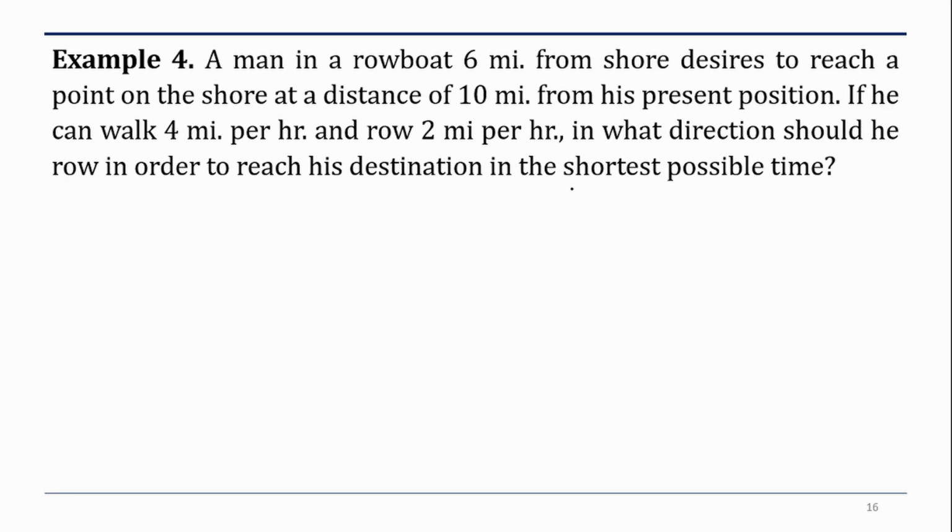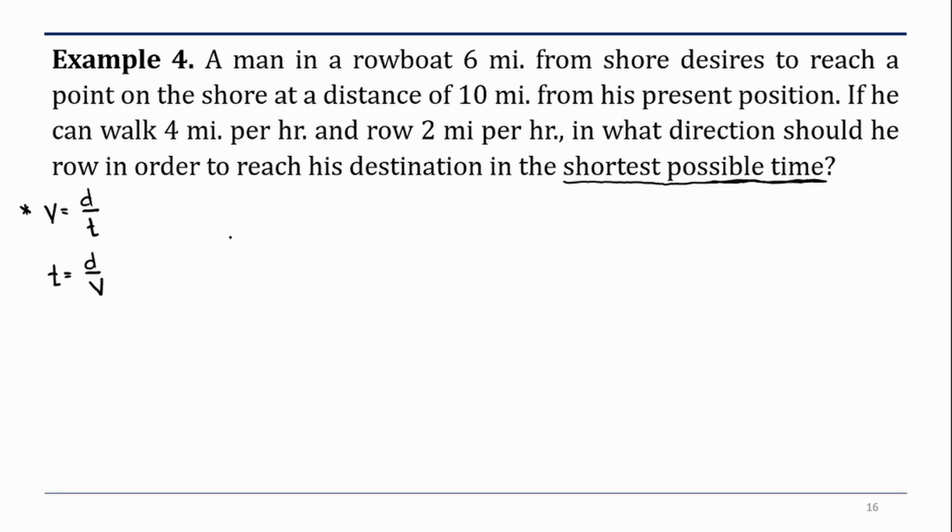So, meron tayong keyword dito, which is shortest possible time. So, ibig sabihin, para ma-solve natin itong problem na ito, gagamit tayo ng minima. And we will use a formula for time. So, dapat makahanap tayo ng formula that pertains to time. And maalala natin sa ating physics that yung formula for velocity is equal to distance over time. Tapos, i-arrange lang natin para makakuha tayo ng formula for time, which is yung distance over velocity. So, nakita na din natin sa problem that meron tayong walking velocity which is 4 miles per hour and meron tayong boating velocity which is 2 miles per hour. So, makikita natin na mas mabilis siyang maglakad kaysa sa magbangka.